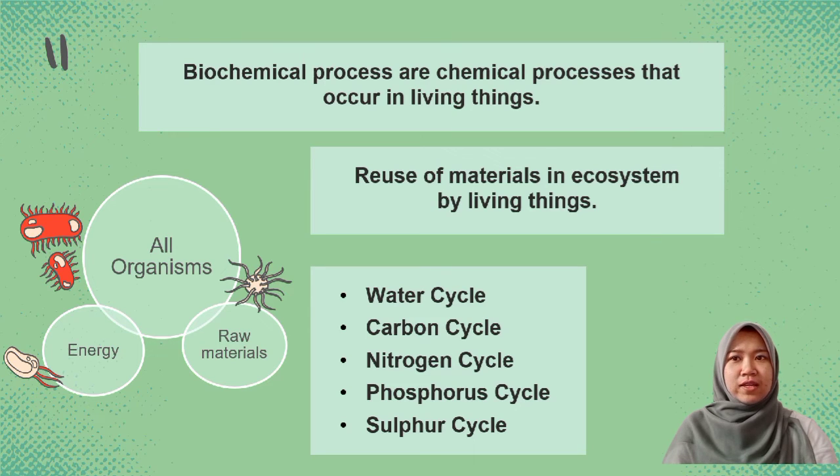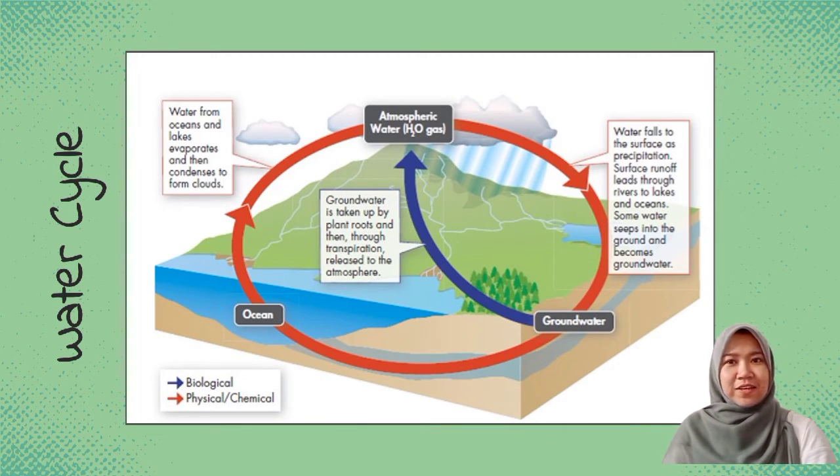So, biochemical processes are chemical processes that occur in living things. It is also known as the reuse of materials in the ecosystem by living things. All organisms need energy and raw materials to carry on the internal biochemical processes that are essential for survival. There are a few cycles involved in biochemical process, which are the water cycle, carbon cycle, nitrogen cycle, phosphorus cycle, and sulfur cycle.